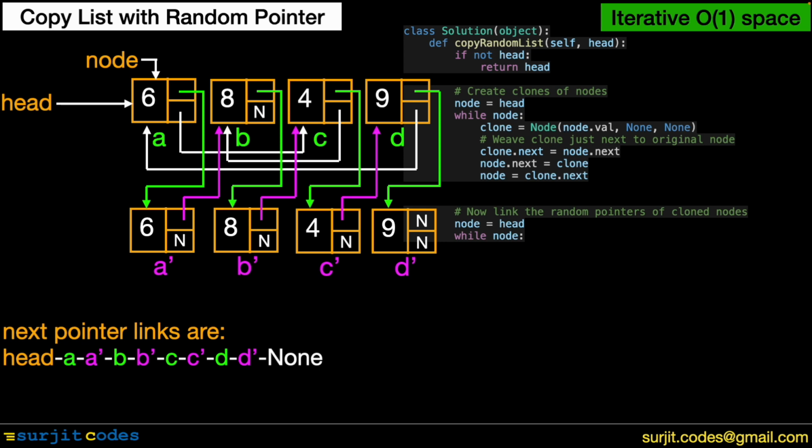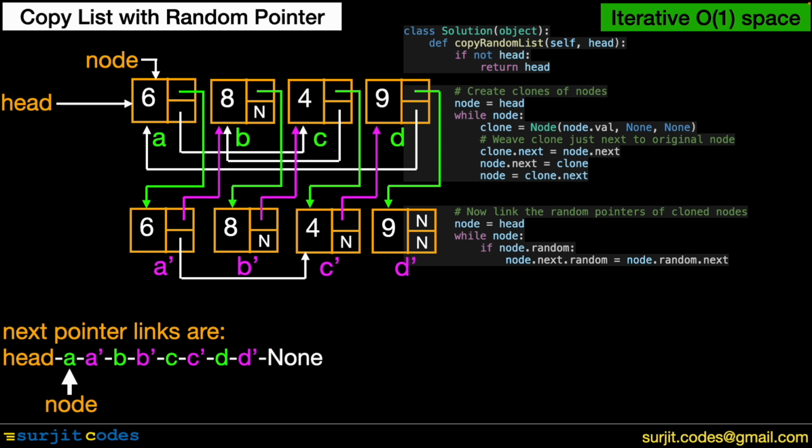Node is the head in the first iteration. Node random is not none, so we need to assign value to node next random, that is to A prime random. As node random is C, therefore A prime random must be C prime, which is node random next, for which the link is shown like this. Node next is B, which becomes node for the next iteration.